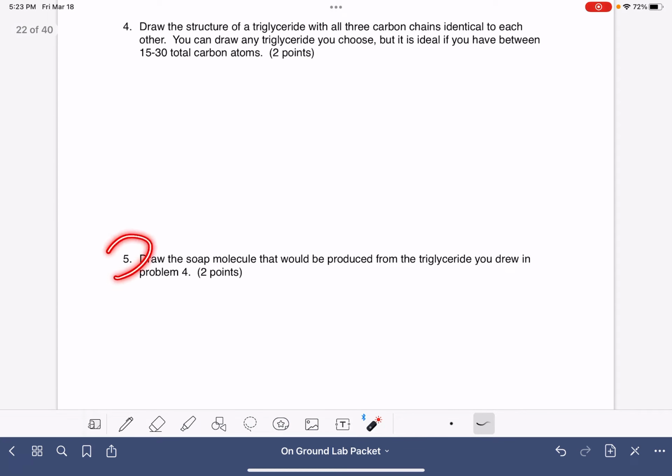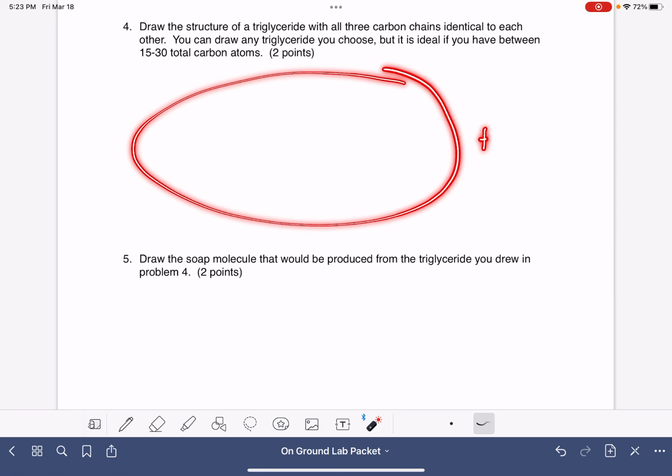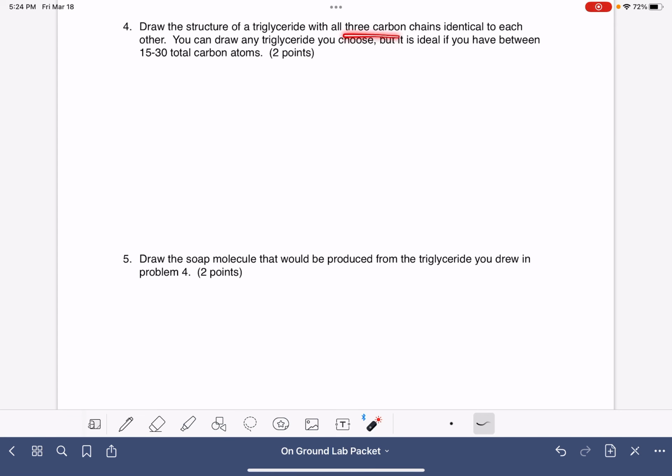And then in the last question, you will draw the soap molecule that would be produced from the molecule that you drew in problem 4 reacting with either NaOH or KOH, your choice. And since all 3 carbon chains are identical, that means that there's only one molecule that's being formed in this particular problem.